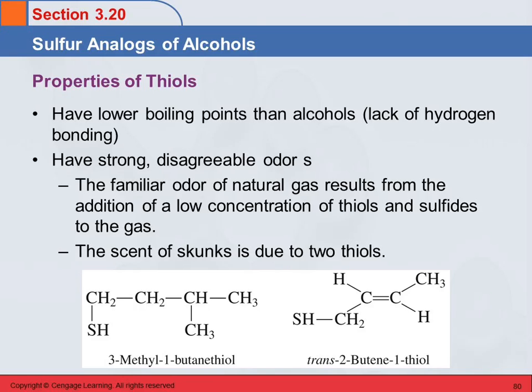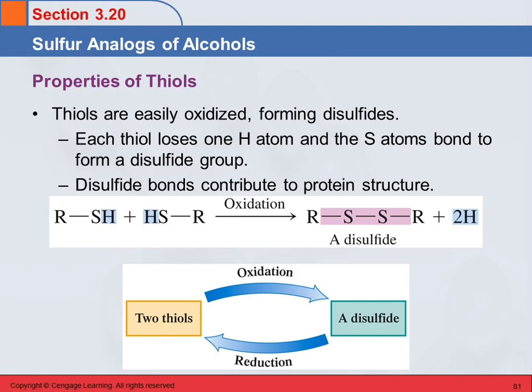The scent of skunks, which we all know is very potent and very obnoxious, comes from these 2 thiols. I'm not going to make you memorize these. These are just kind of up here for interest. This one's 3-methyl-1-butane thiol and trans-2-butene-1-thiol. These are thiols, and they smell really, really bad. And they're really hard to get off. If you've ever had a dog that got sprayed, you know that it's really hard to wash that off. Thiols are easily oxidized. Remember we talked about oxidizing ethers?